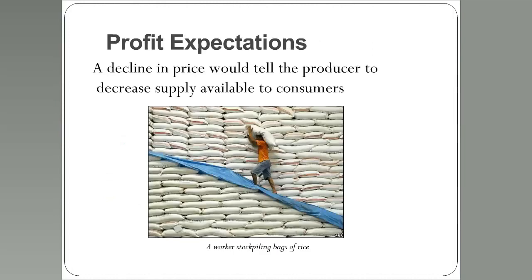When producers or sellers expect prices to rise very soon, they will withhold their goods and release them into the market when the prices are higher.